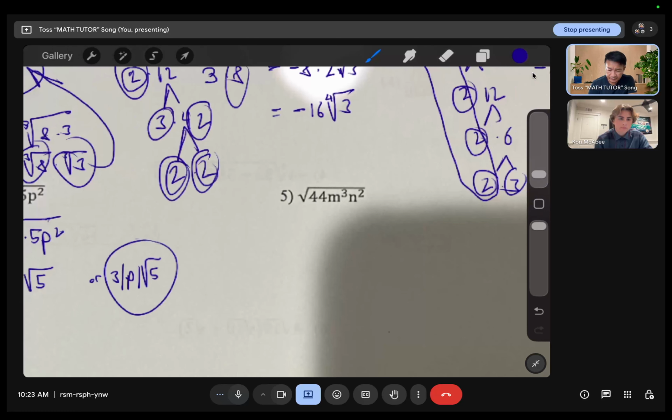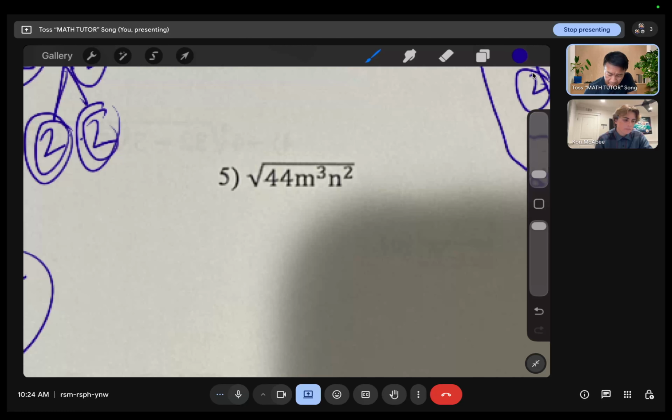Now, 5. This one, 44. I see 4 times 11. That 4 is a perfect square. And look at, here we go, the m to the third. You can break this m to the third into m squared times m. The m by itself, I'm sorry, the n squared, leave it alone.